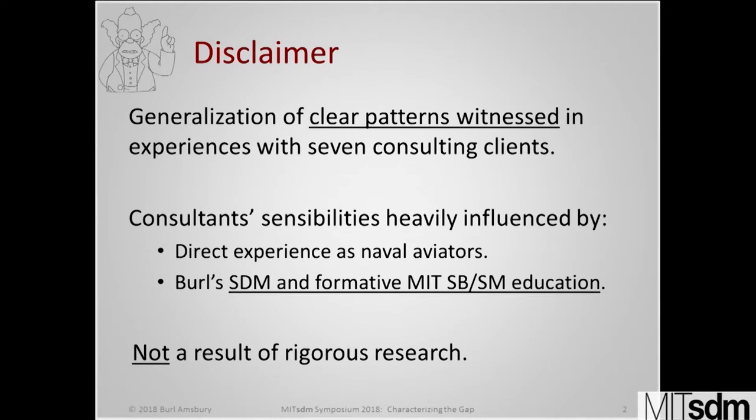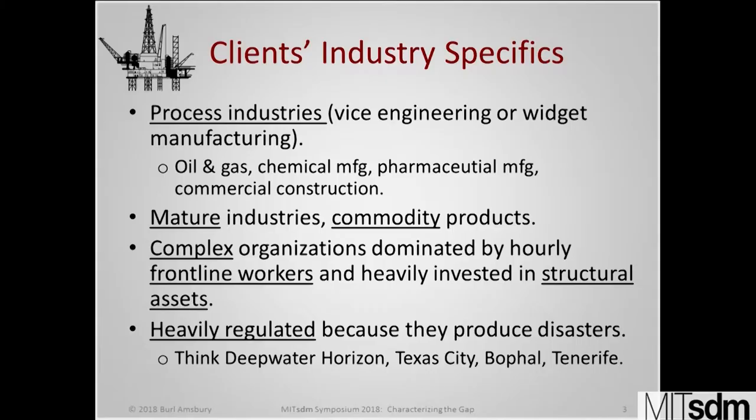But these insights are all viewed through my experience here as an SDM student, my formative years as an undergraduate here in controls engineering, so purposeful use of feedback loops, not just the victim of feedback loops. And in our shared experience as naval aviators. The industries we're talking about, in short, are the sources of human disasters. So important to all of us, even if we're not in those industries. So these are process industries. They're typically mature, large, complex industries dominated by hourly frontline workers, dominated financially by large capital investments in structure, heavily regulated as they should be.